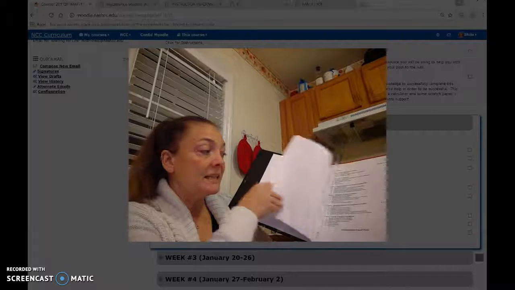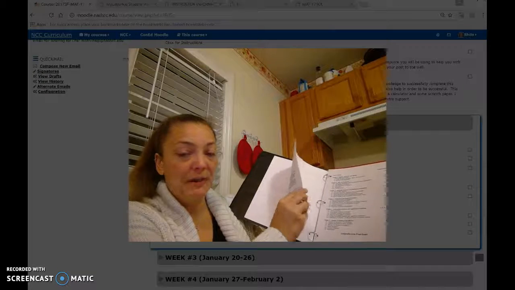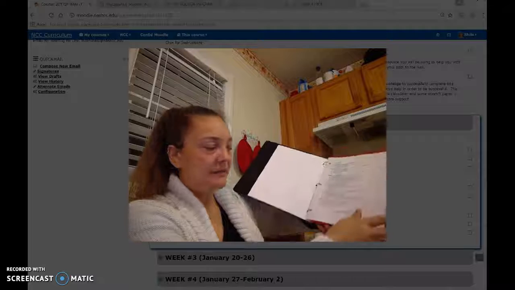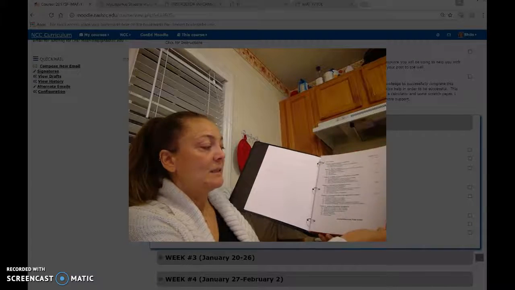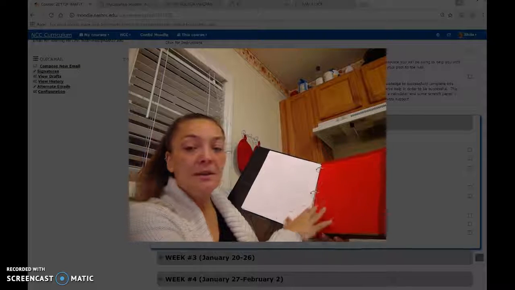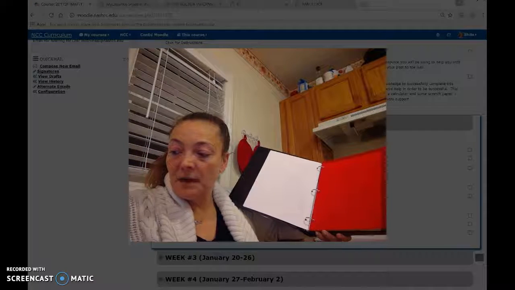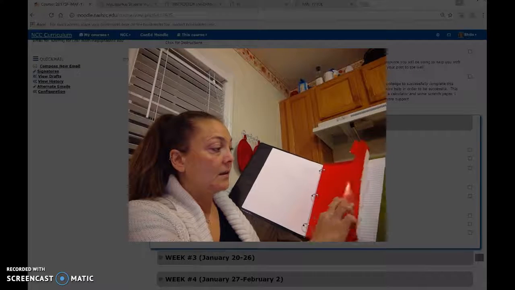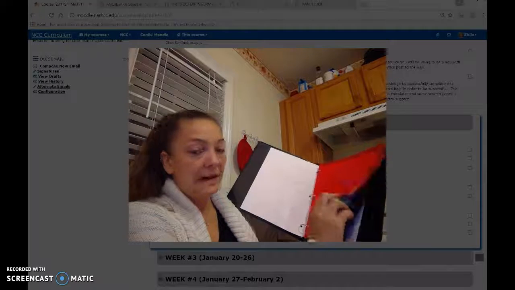The last page of the syllabus, so I just skipped a bunch of pages, but I don't have a lot of time for this video. My videos have to be 15 minutes or less. The last page of the syllabus are just the sections that we're going to cover. The rest of the notebook is full of blank paper, and I've got it sectioned out with dividers.